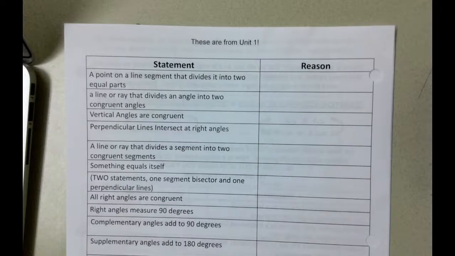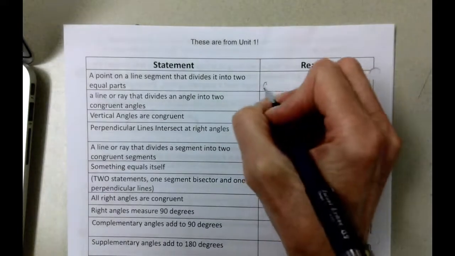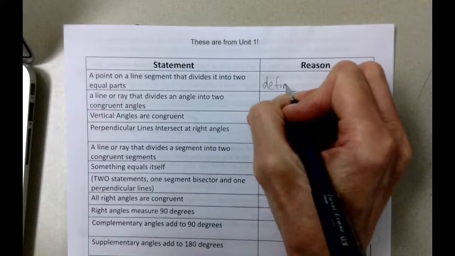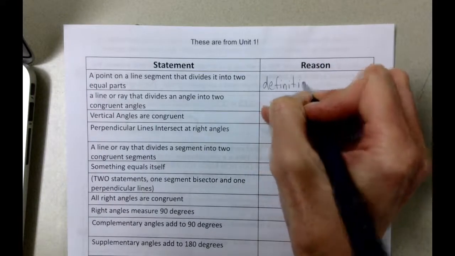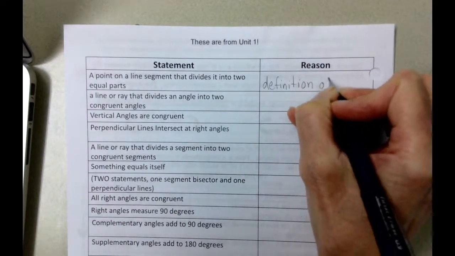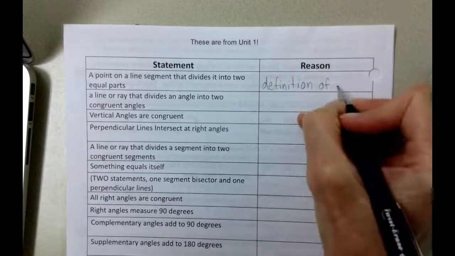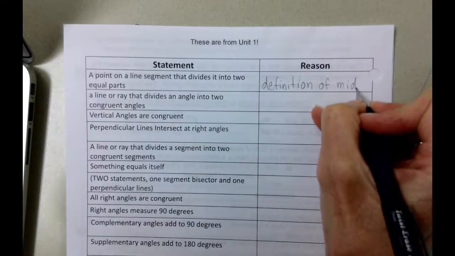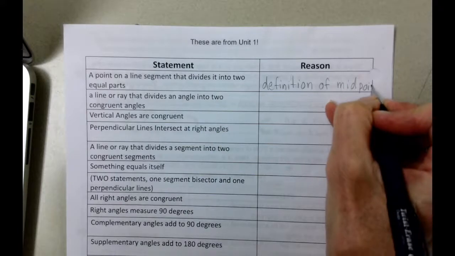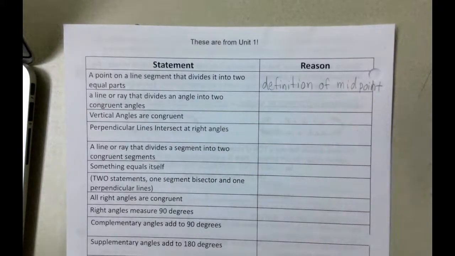So our first statement is a point on a line segment that divides it into two equal parts. Well, our reason there is the definition of two equal parts. We're right in the middle then, so let's say the definition of midpoint.